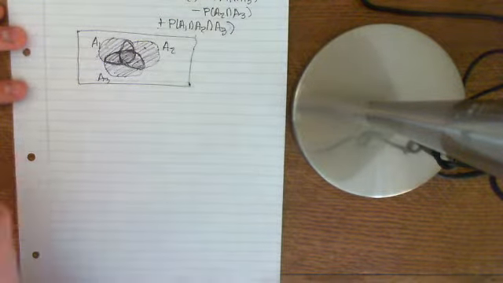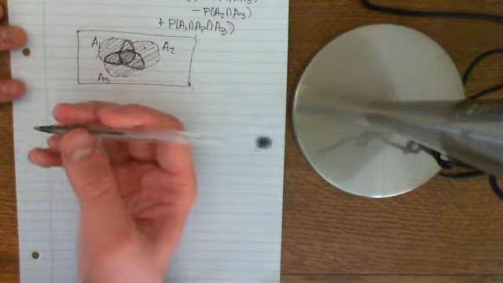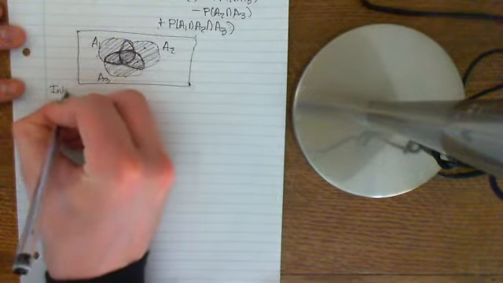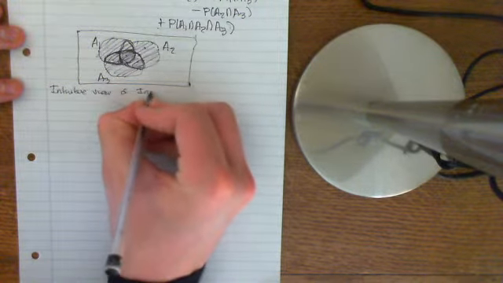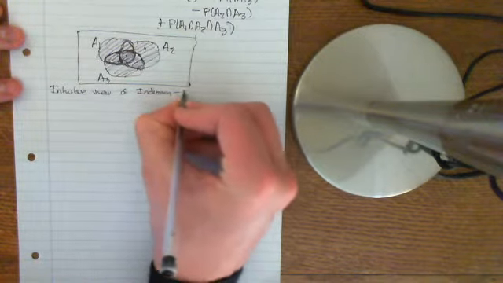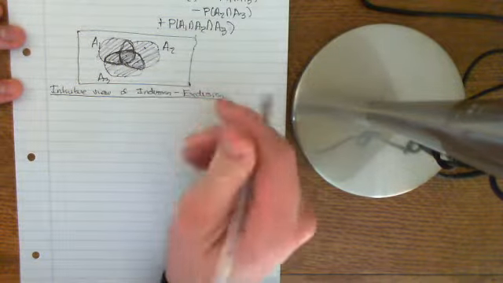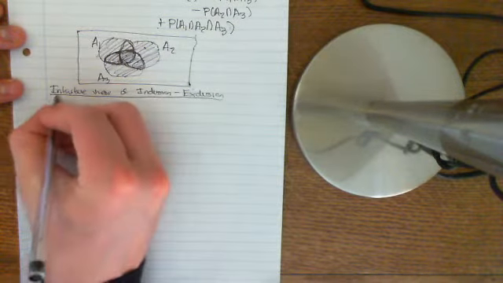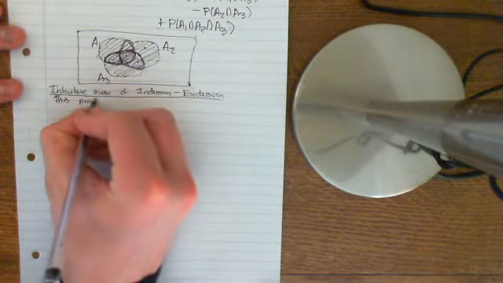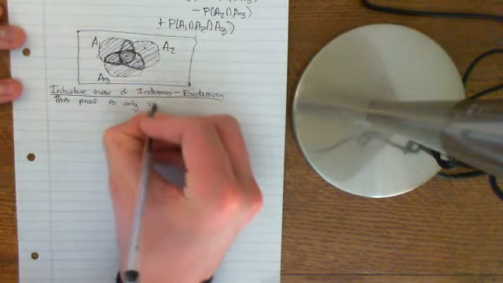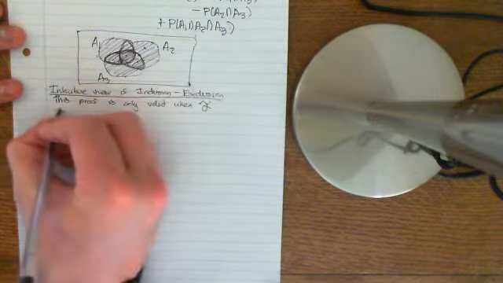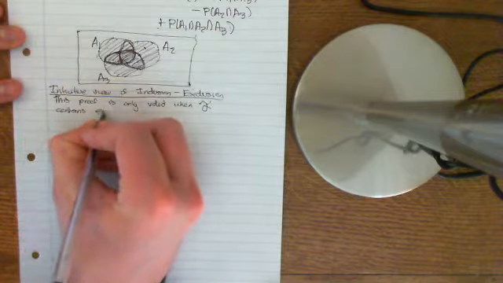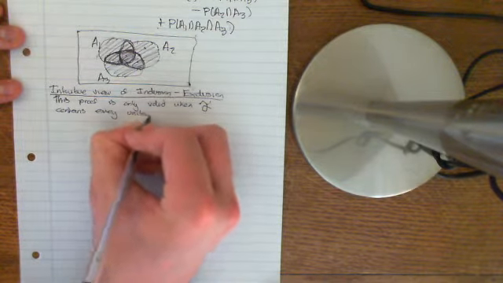Okay, so the intuitive view of inclusion-exclusion. And the problem really is that this proof is only valid when the set of events contains every unitary set. And what do I mean by that?